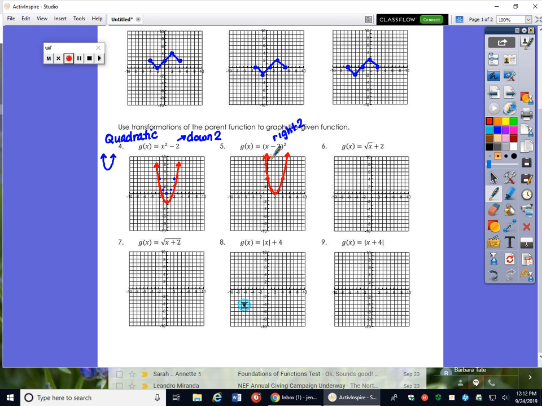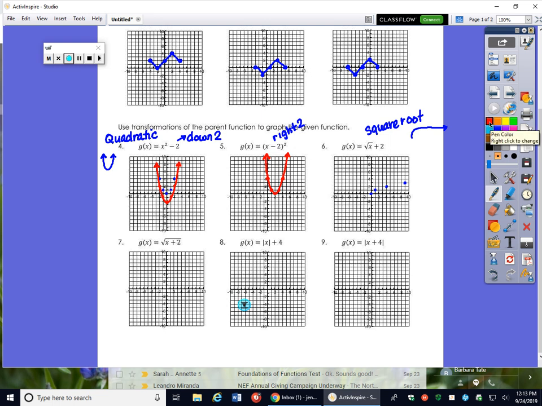All right, if you look at 6 and 7, 6 and 7 are actually the square root function. And if you look on your grid, the square root function looks like this because you're taking the square root of things. So square root of 0 is 0, square root of 1 is 1, square root of 4 is 2, and square root of 9 is 3. So this is the parent function.